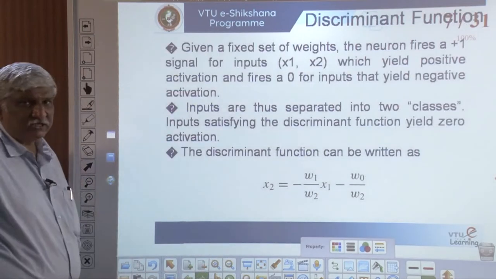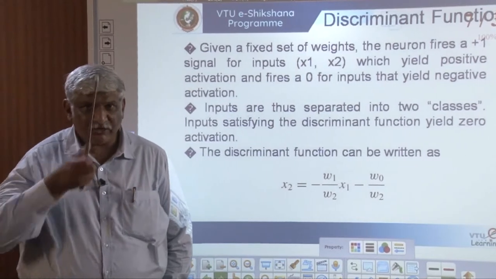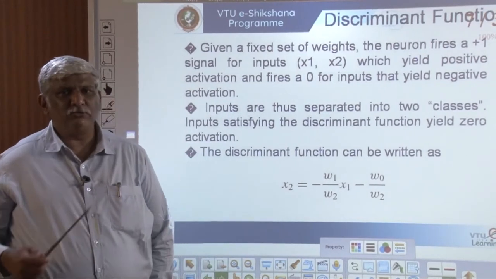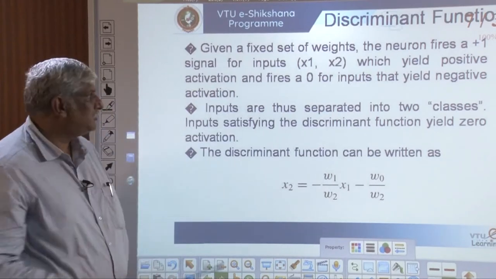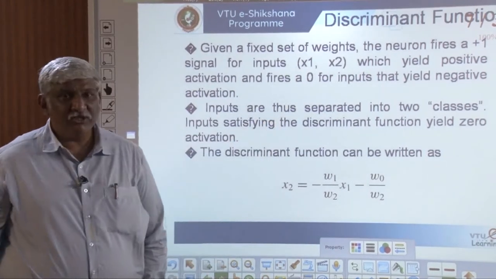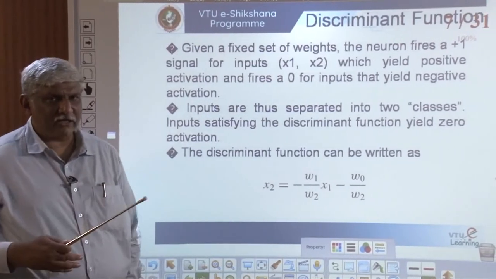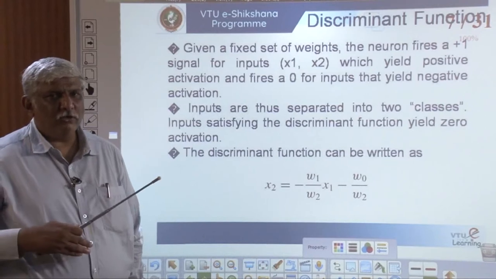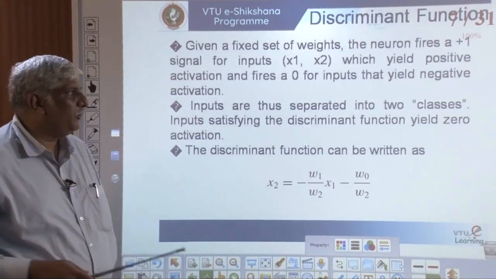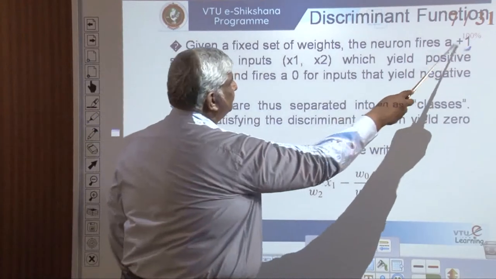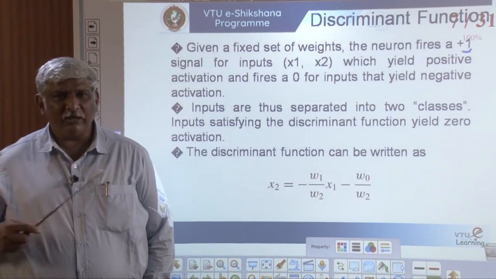Yes, here we can see, given a fixed set of weights, right? So there are going to be a set of weights, and the neuron fires a plus 1 signal. The plus 1 signal can be considered as a logic 1 signal for the inputs of x1 and x2, which yield positive activation, right? So whenever there is a positive activation, when both my values of x1 and x2 are 1 and 1, then my output is going to fire as a plus 1, and fires a 0 for other inputs that yield a negative activation.